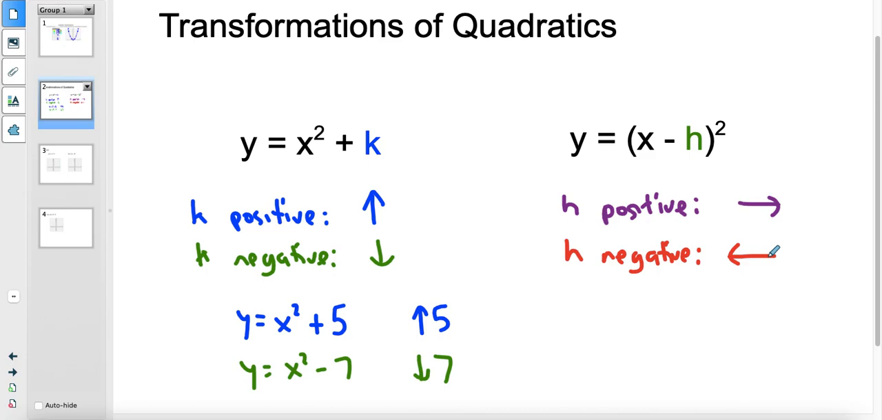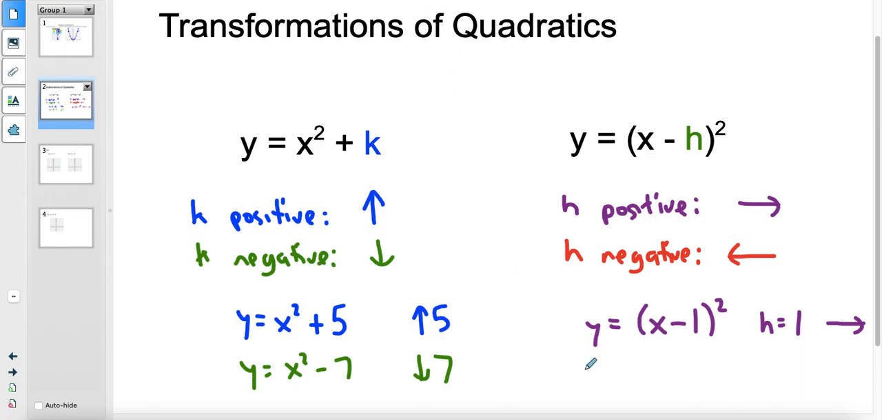And let's take a look at some examples to make sure that that makes sense. So say I had something like this: y is equal to x minus 1 squared. Now my h value here is going to be 1. I'm subtracting 1, so my h value is just 1. And since this value is positive, that means I'm going to shift my graph to the right.